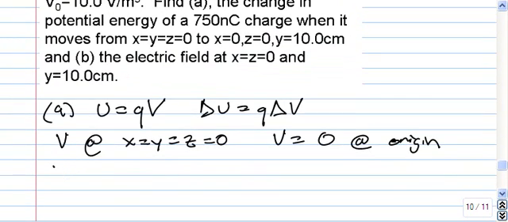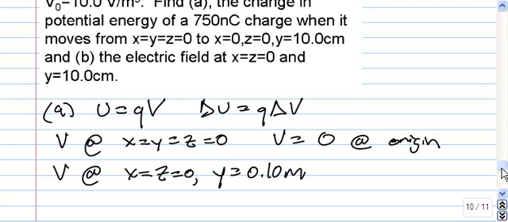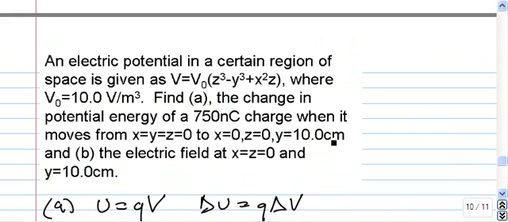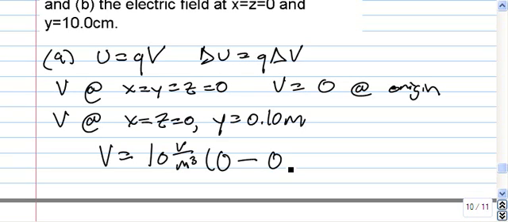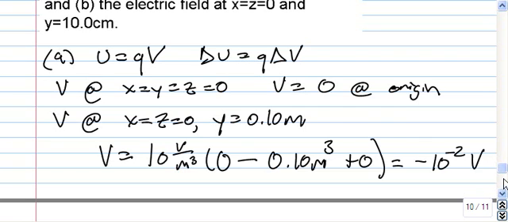I get 0. Now what about the voltage at x equals z equals 0, but y equals 0.10 meters? Well, note first of all that we were given that y was 10 centimeters. But since the constant is defined in volts per cubic meter, I'm going to work in meters in order to retain consistent units. Okay, at this point I can just write down the numbers. V is equal to V naught, which is 10 volts per cubic meter, times z cubed, which is 0, minus 0.10 meters cubed for the y term, and plus 0 for the xz term. When I put all the numbers in, I find that this position is minus 10 to the minus 2 volts.